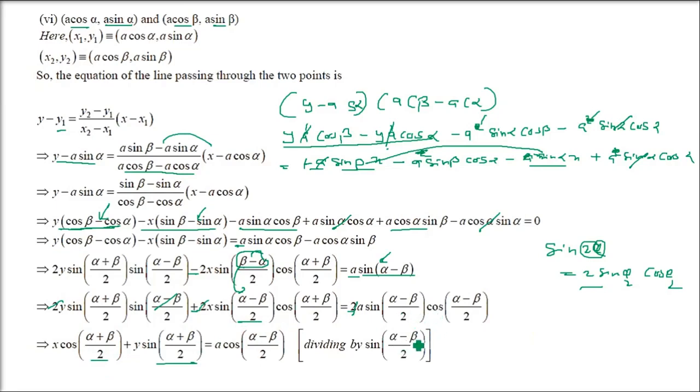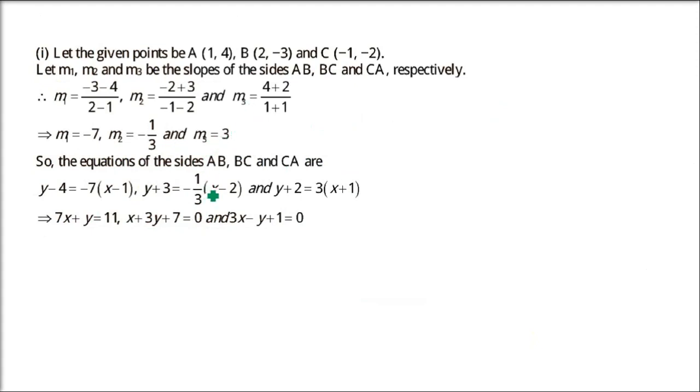On the right hand side, since we have divided again, the sin will cancel. Only a cos((alpha minus beta)/2) will come. Only this will remain. So only this is the final result. You have to know the formula, then only you will be able to do this.